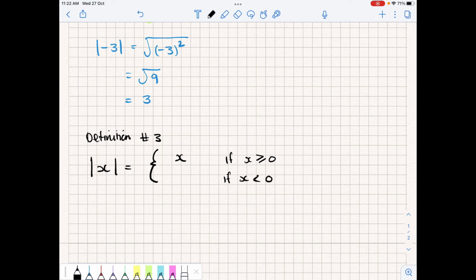So in other words, if x was a negative number, right? How do we make a negative number positive, well, we slap a minus sign in front of it. So it would be minus x.